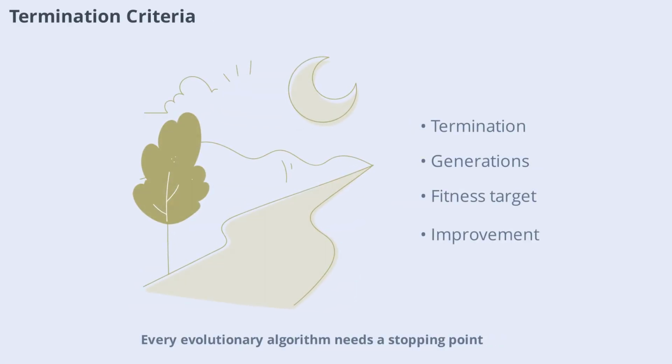Every evolutionary algorithm needs a stopping point, known as the termination criteria. This could be a set number of generations, a target fitness level, or a lack of improvement over time. In biological research, setting appropriate termination criteria ensures that the algorithm doesn't run indefinitely and that the solutions found are both practical and relevant. This step marks the end of the evolutionary process and the beginning of analysis.